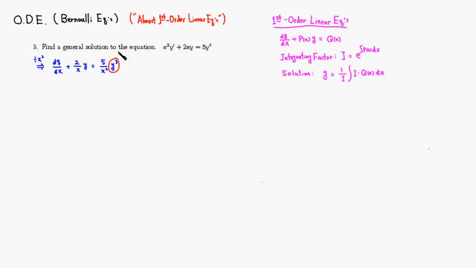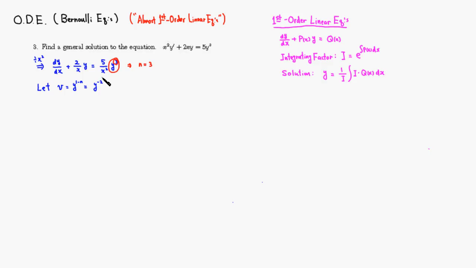But we can actually use substitution to turn it into a first order linear equation. So in this case, n is going to be this number here. This tells you that n equals 3. So we're going to make the following substitution. Let v be equal to y to the 1 minus n. In this case, n is 3, so it's going to be y to the negative 2.